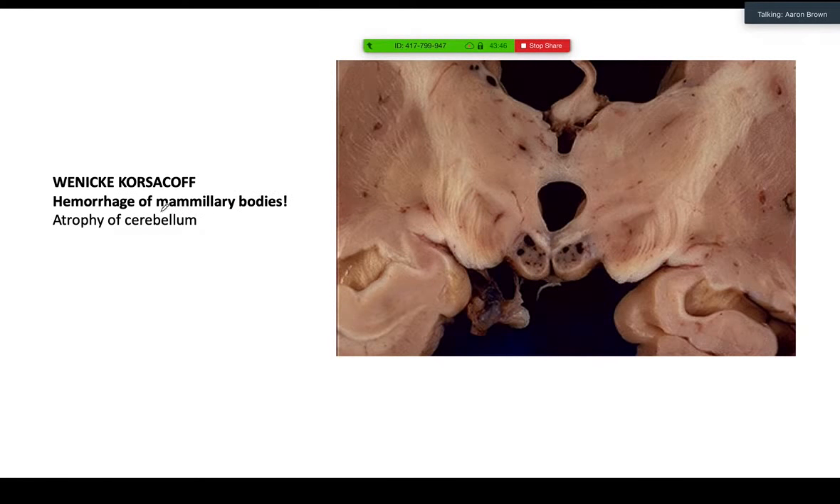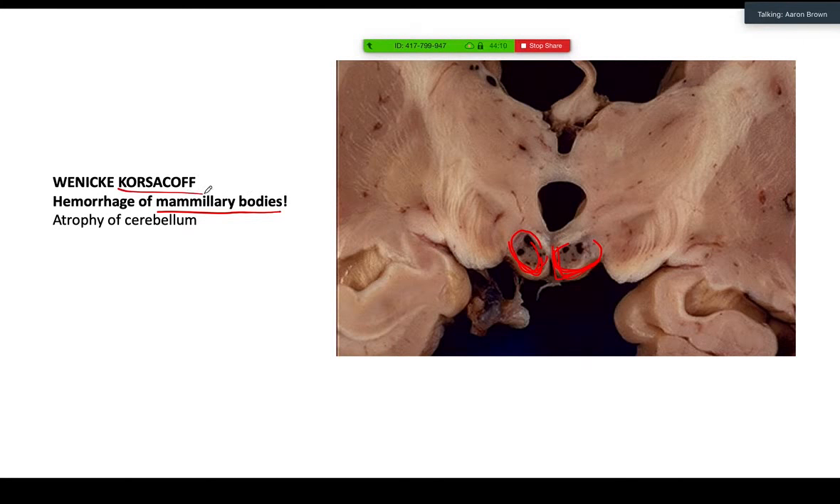Wernicke-Korsakoff, one thing that we can look for in gross pathology is the hemorrhage of mammillary bodies. So here are our mammillary bodies. They're described as mammillary bodies, right? Mammillary sort of means breasts, and you can see that they're kind of like pouching out here. I guess kind of like breasts. Whoever decided to name these had some weird sense of humor. And so you can see the mammillary bodies kind of pouching out here.